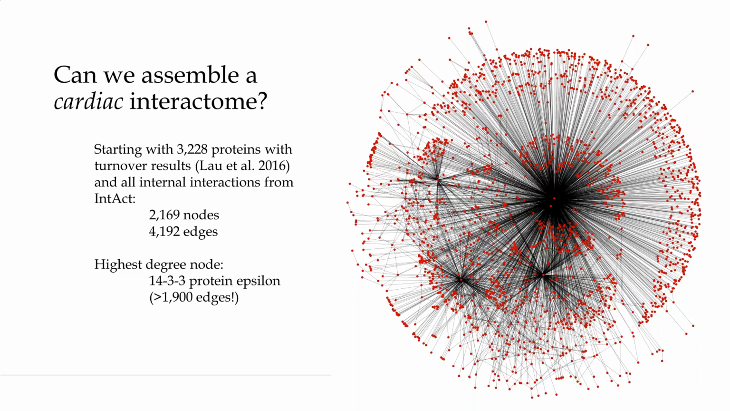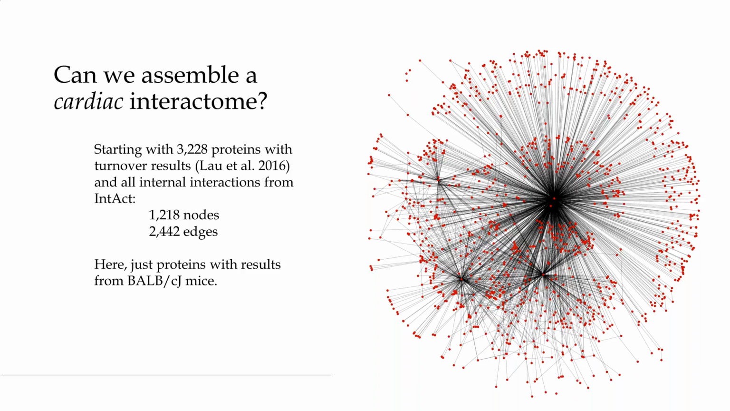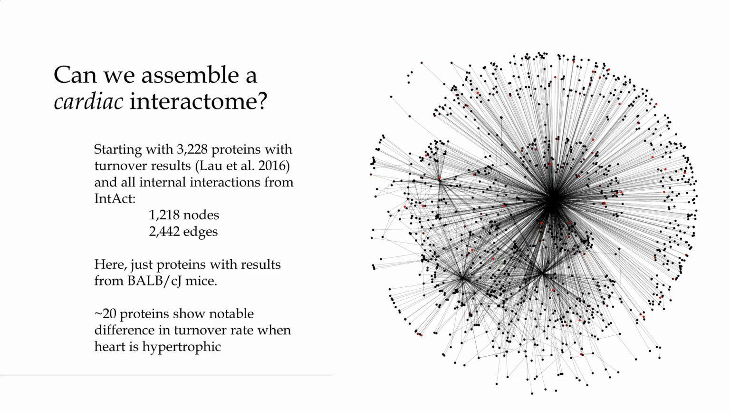Now, if we want to look at that in terms of protein turnover results, we may need to filter it back a little bit. So in this case, I've just filtered it back to the proteins that we know we have both control and test results from for a single strain of mice used in the study. So that leaves us with about 1,200 nodes and more than 2,000 edges. And if we identify the proteins in this network that seem to have the greatest difference between, in this case, the control situation and a situation in which the mouse is serving as a model of a hypertrophic heart, so that's kind of a heart disease example.